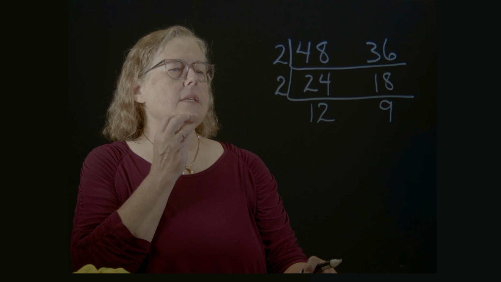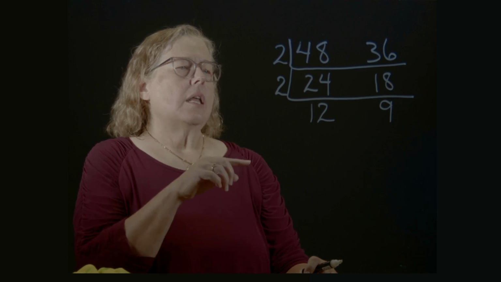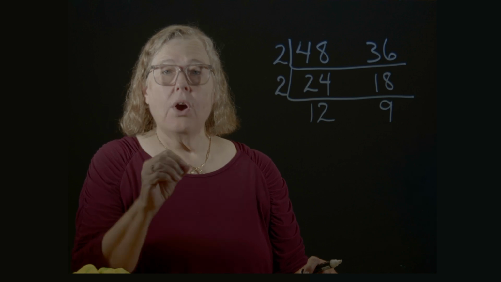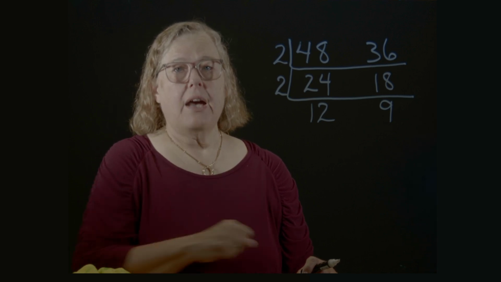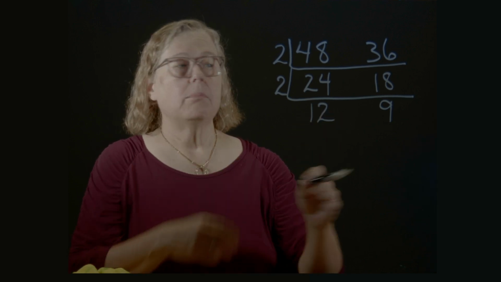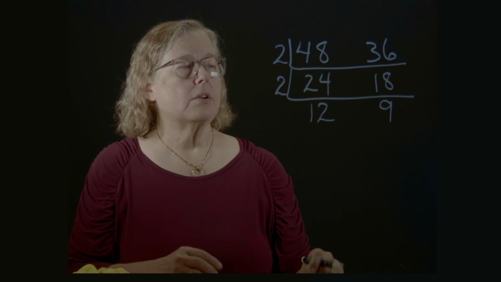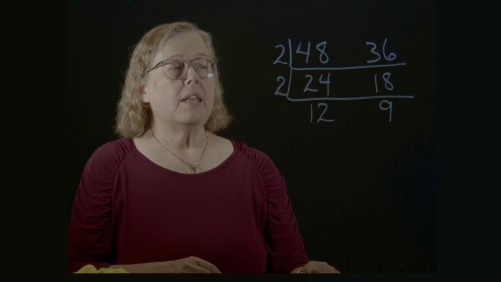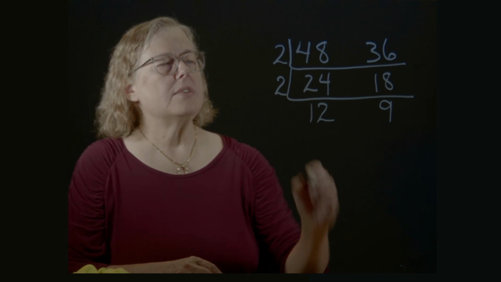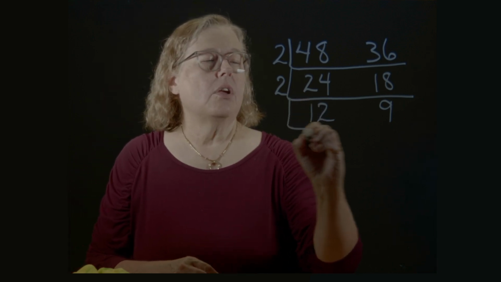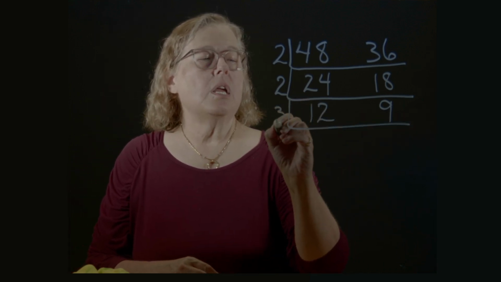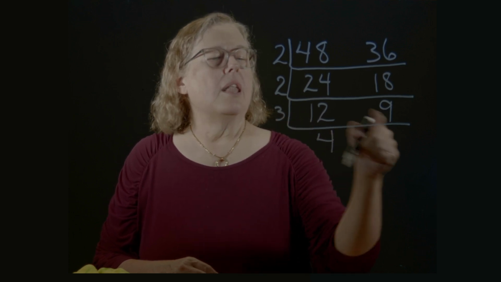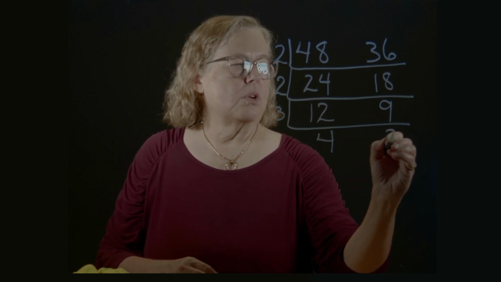Now I'm looking at this. 12 and 9. Is 9 an even number? It is not. So I know that 2 is not a common factor. It is a factor of 12. 12 is even, but 9 is not. 2 is not a common factor. So now I'm going to try the next one. 3. Does 3 go into 12 and 9? Sure does. Let's add another layer here. Let's pull out our 3. 12 divided by 3 is 4. 9 divided by 3 is 3.